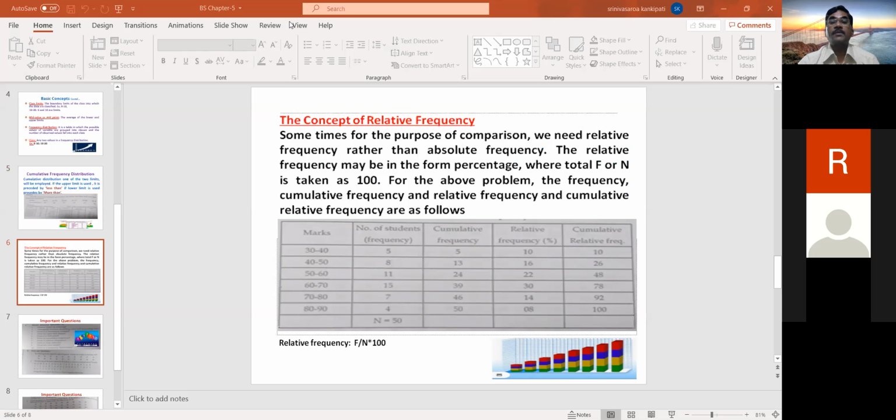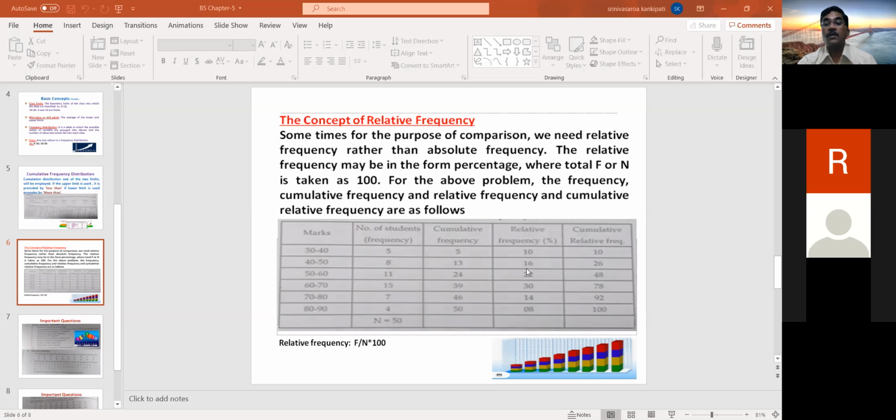Now, the next table is related to the concept of relative frequency. Sometimes, for the purpose of comparison, we need relative frequency. How do you find out the relative frequency? Here, as usual, we have taken the same problem above. Frequencies are recorded. Cumulative frequencies are recorded by adding these subsequent frequencies.